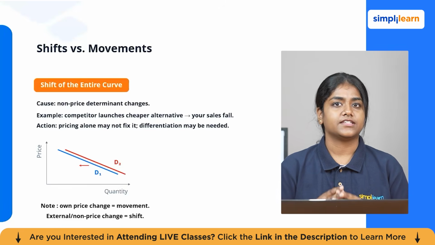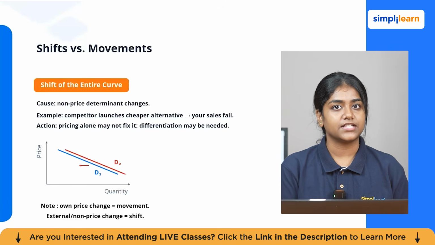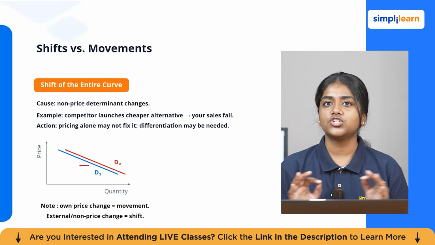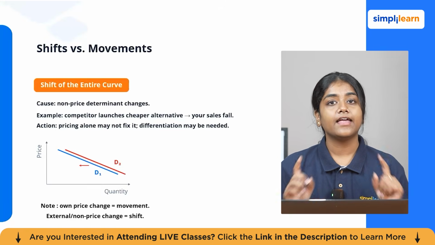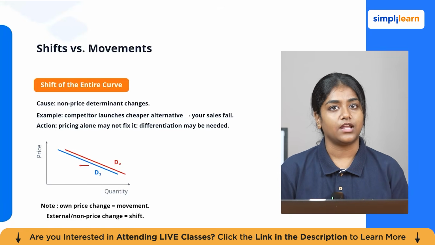Here's a quick mental test. If a business raises its own price and sales fall, that's a movement along the demand curve. If a competitor launches a cheaper alternative and your sales fall, even though you didn't change your price, that's a shift of your demand curve to the left.